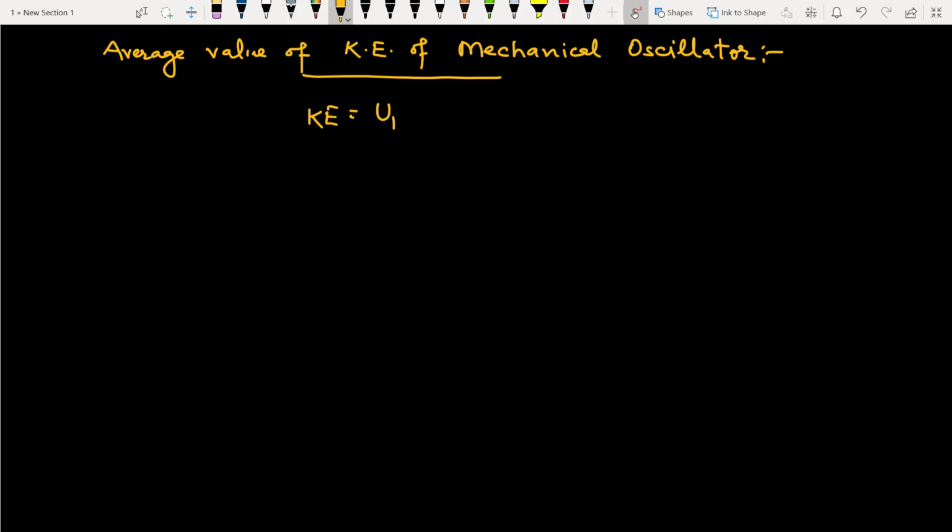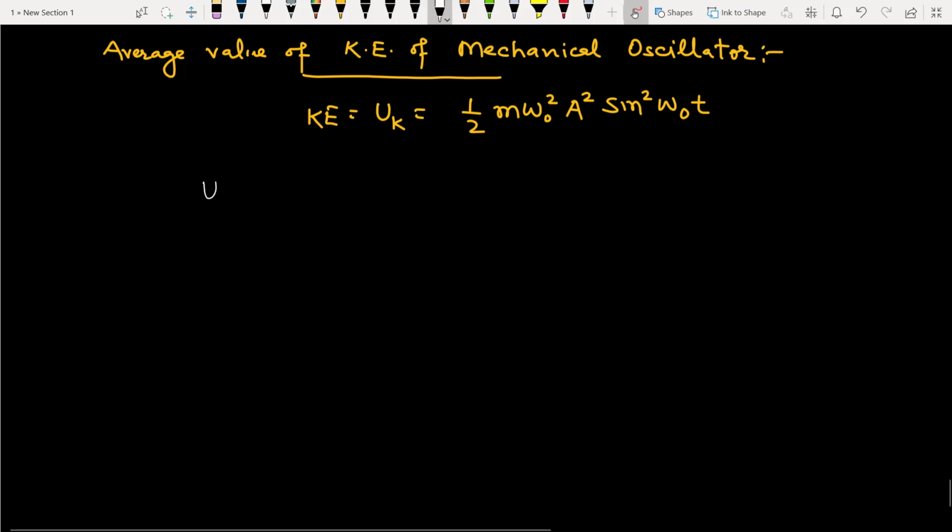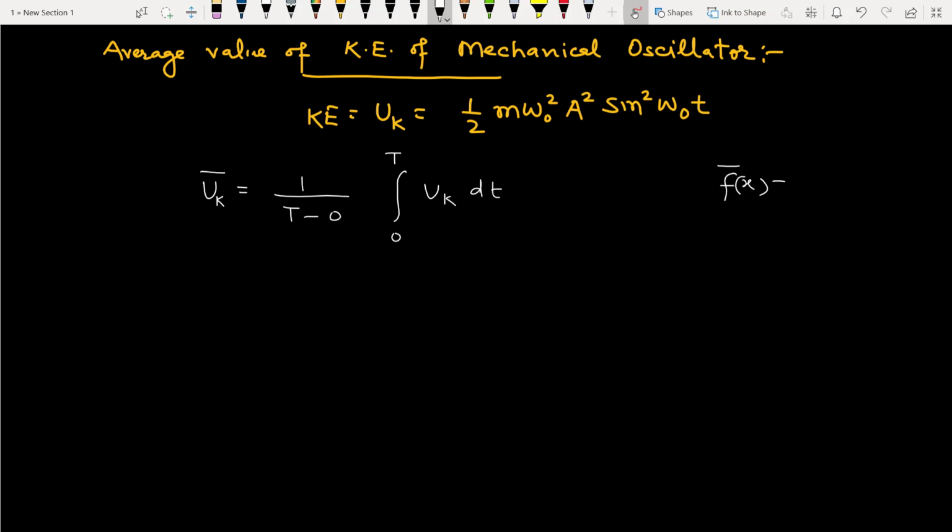The expression for kinetic energy is half m omega naught square a square sine square omega naught t. So for the average value of kinetic energy, it will be UK bar. It will be over the full cycle, upper limit minus lower limit, integration 0 to capital T UK dt. The average value of a function is equal to 1 over b minus a, integration from lower limit to upper limit f(x) dx.